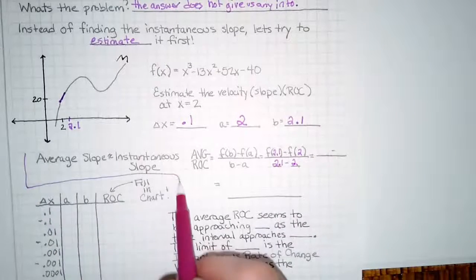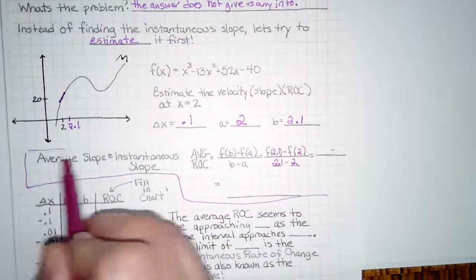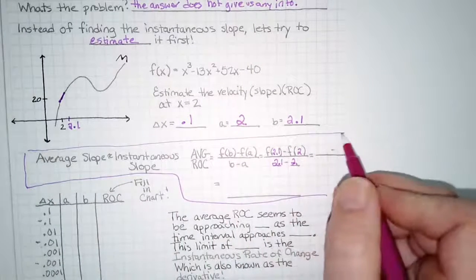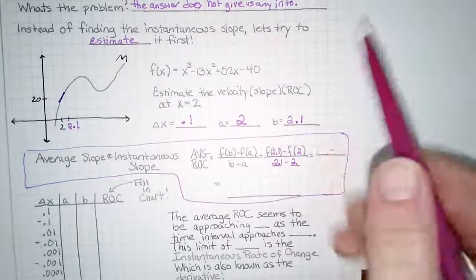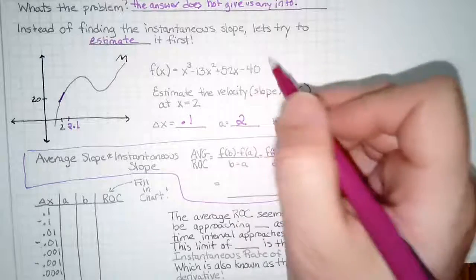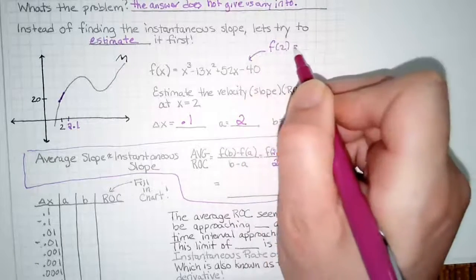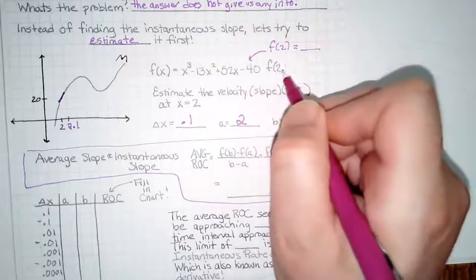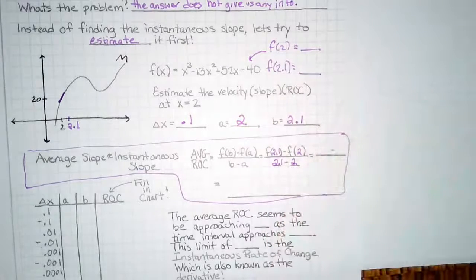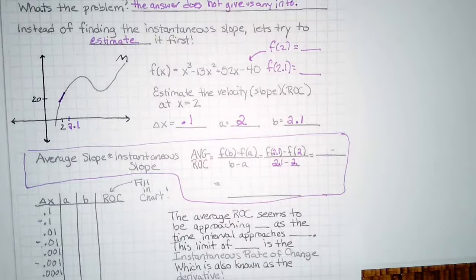You can do it on regular paper, and the way you're going to do it is you can put those two numbers, the 2 into this function. You're going to put the 2.1 into this function, and it's going to give you an average slope over the interval 2 to 2.1.